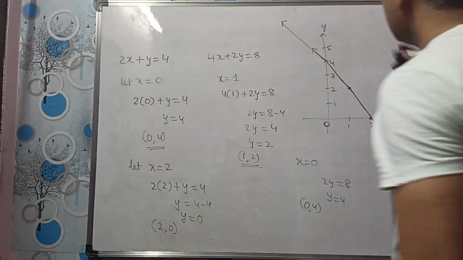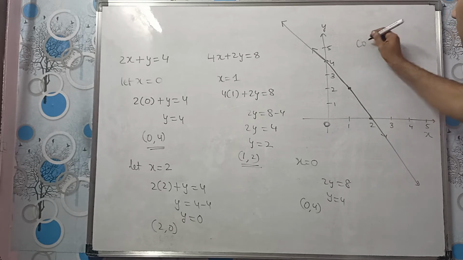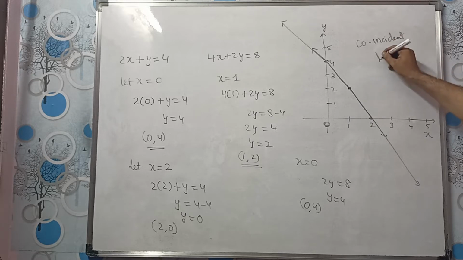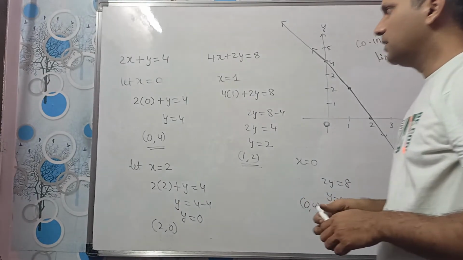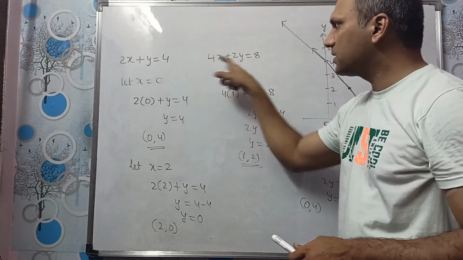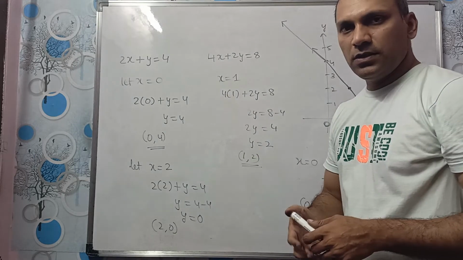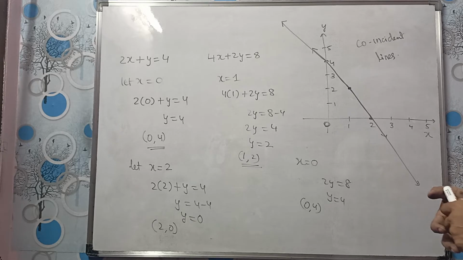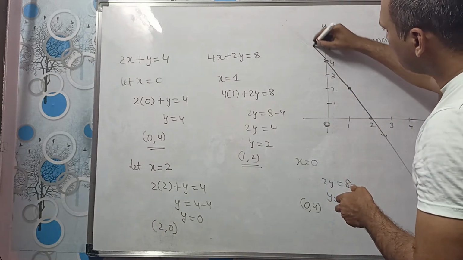So we say that these two straight lines are coincident lines. In fact, these two lines are the same line. See, if you divide both sides by 2, 4x becomes 2x, 2y becomes y, and 8 becomes 4. So these two straight lines are in fact one line. Is it clear? I hope you understood this. The graph is a little wavered here. It should be like this.